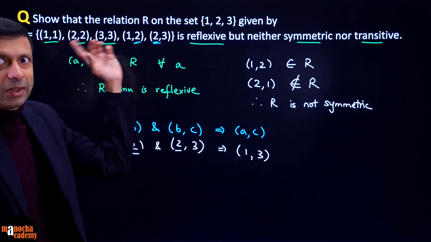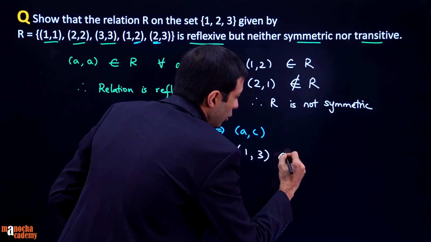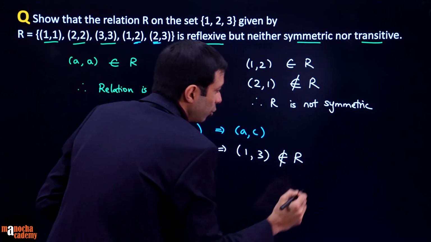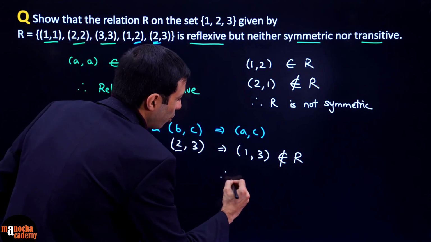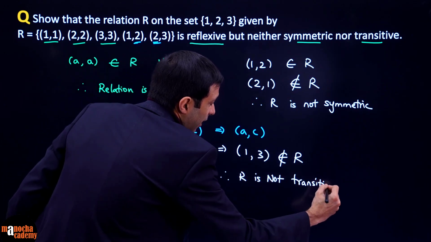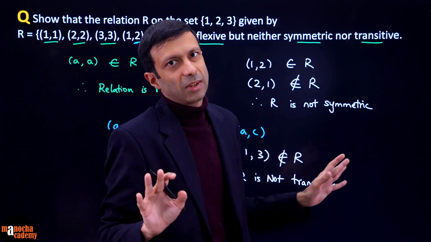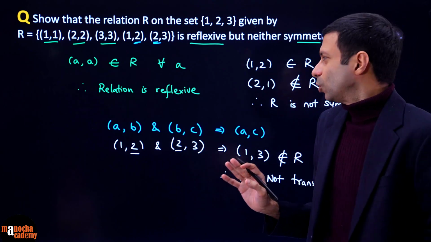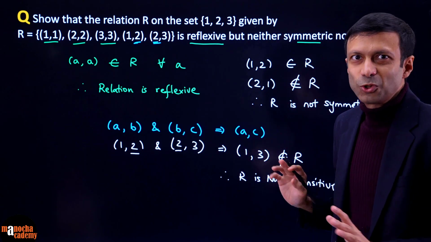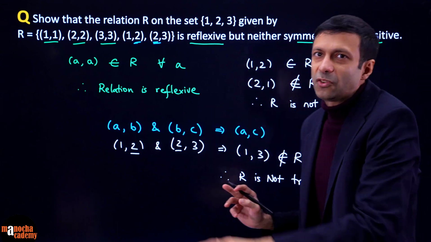But is (1, 3) in the relation? Check. The answer is no, it's not there. So (1, 3) does not belong to the relation. Therefore, R is not transitive. And again, we have proved it for one case. For this one case we have proved, we don't have to check for other cases. It's done, right? So that means this relation is not transitive. So simple, this is how you solve this question where we have proved it's reflexive, but neither symmetric nor transitive.